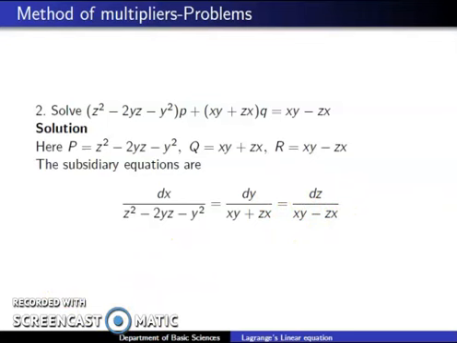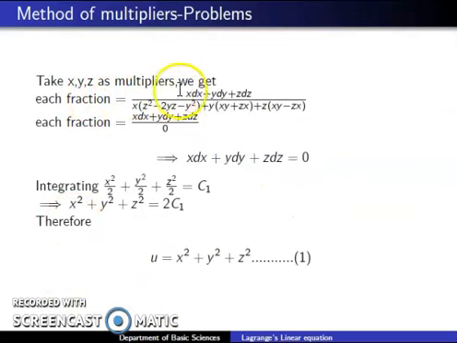Now take x, y, z as multipliers. We get each fraction equal to (x dx + y dy + z dz) divided by (xP + yQ + zR). So the denominator gets cancelled. You have to choose the multipliers such that the denominator gets cancelled. That can be done only using some trial and error method. You have to choose some functions, find their products and add them to get 0. That is also possible if you have done some problems by yourself.